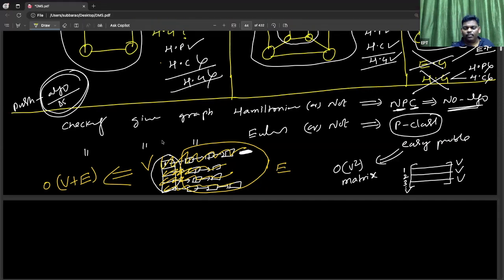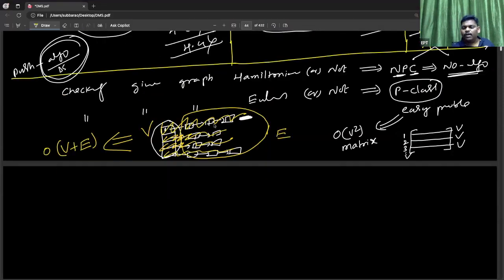Come here in the middle and ask. If it is a complete graph, how many edges? I'm not asking degree. Complete graph, how many edges? N into N minus 1 by 2. Am I right? For Kn, N into N minus 1 by 2. In place of N, write V: V into V minus 1 by 2. Forget about the constant. If it is a complete graph, this becomes V squared. So V squared plus V becomes V squared. Whichever is bigger you take. V plus V squared, so V squared.